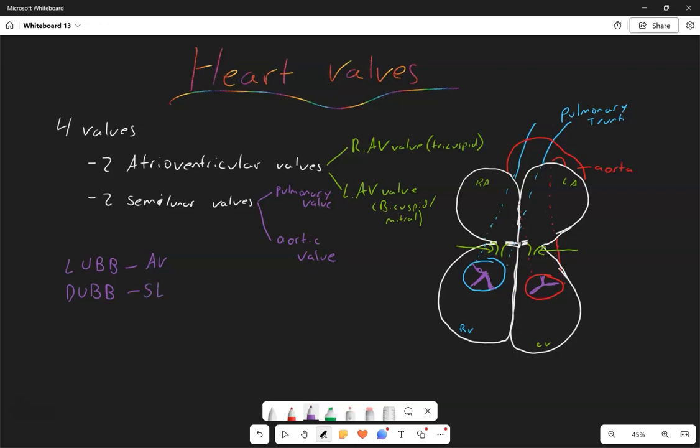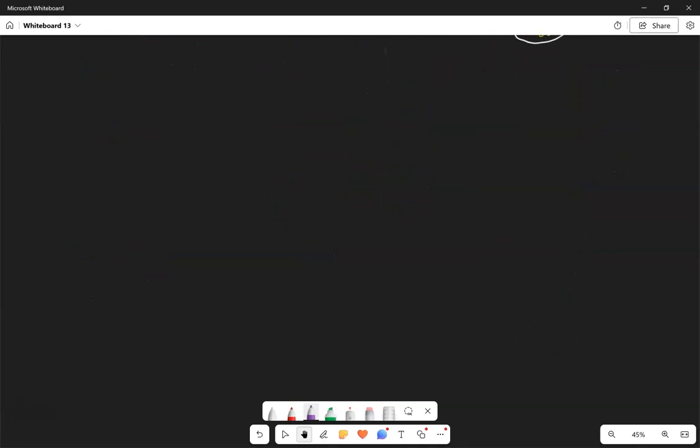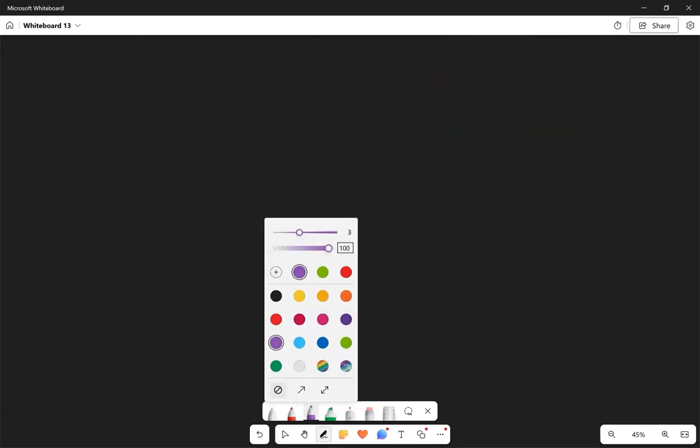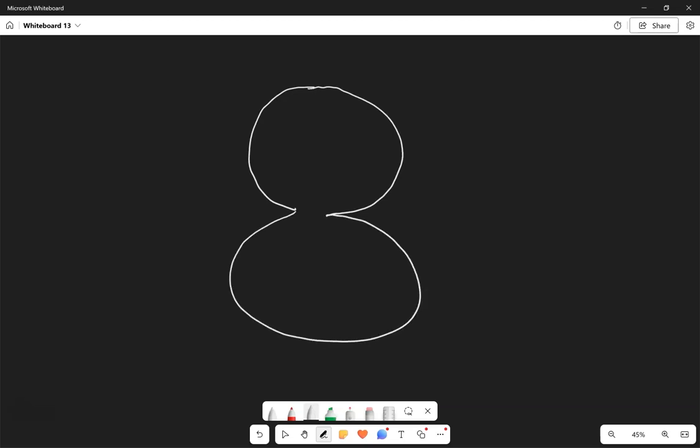All right, now let's take a look at how these valves work for a minute, because that's going to be important for a little bit later on. I am just going to draw 2 very generic chambers, and they're going to be separated by a valve. It looks like this. You can consider this to be any valve, whether that be an AV valve or a semi-lunar valve. It doesn't matter. They all work the same way.